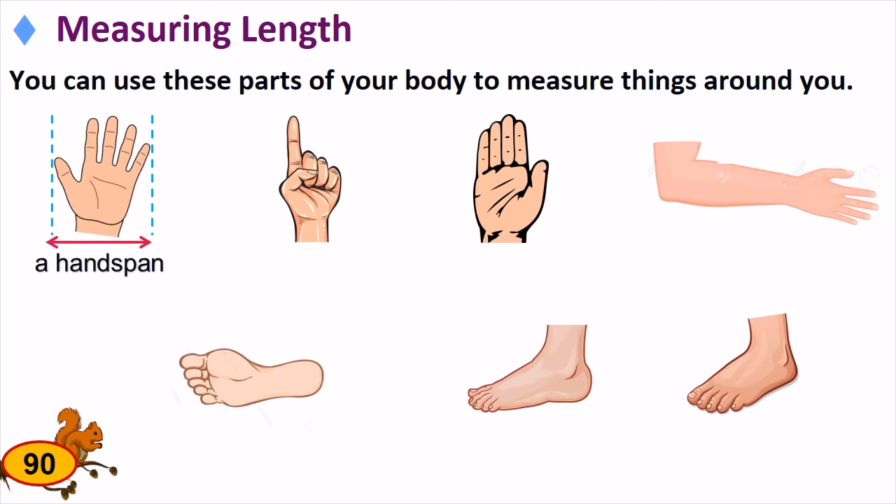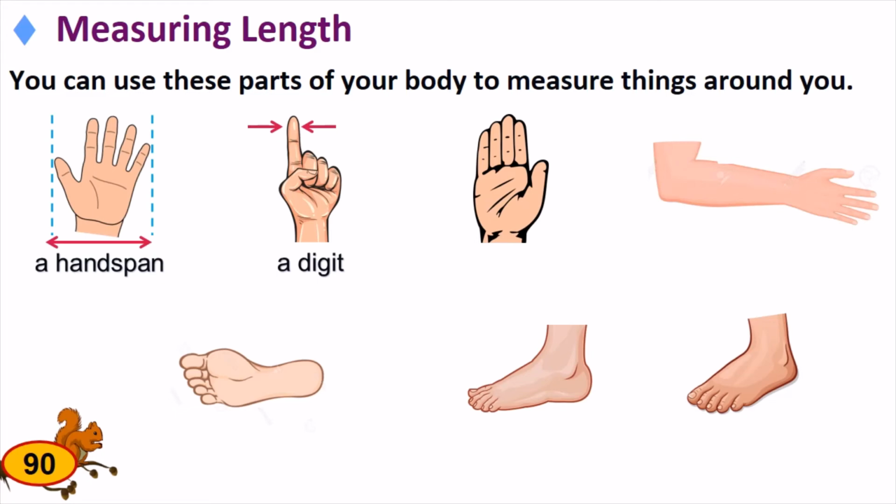Next, this is called a digit. Now what do you mean by digit? A digit is the length measured with the help of a finger. The length measured with the help of the finger is called a digit.